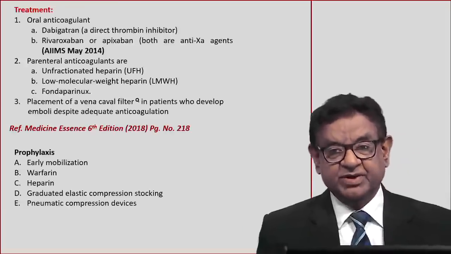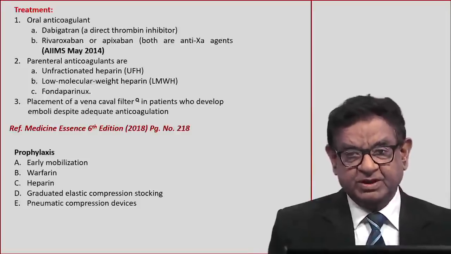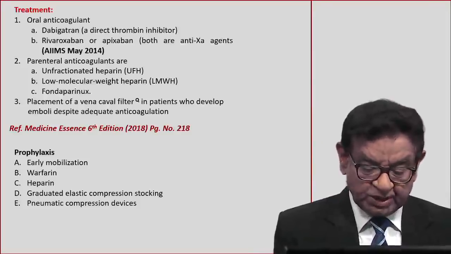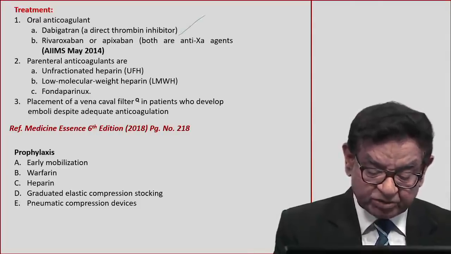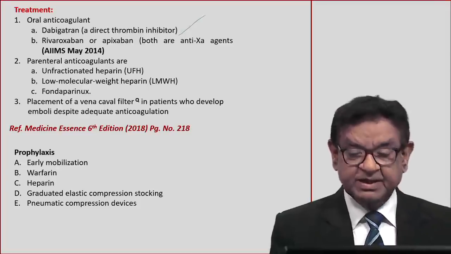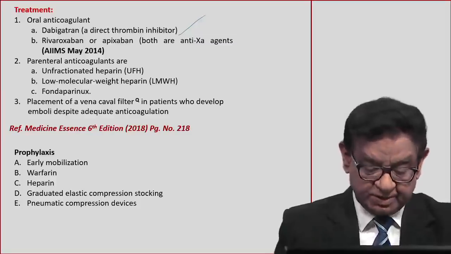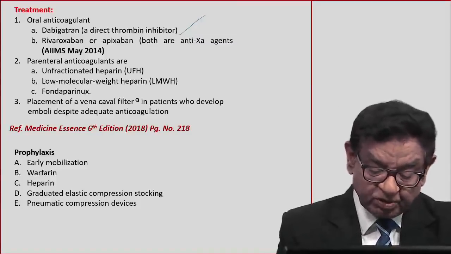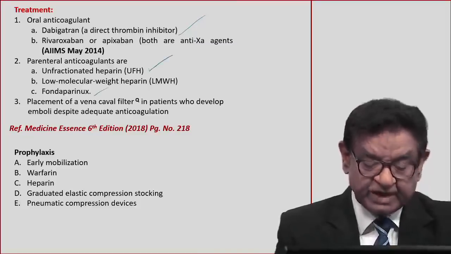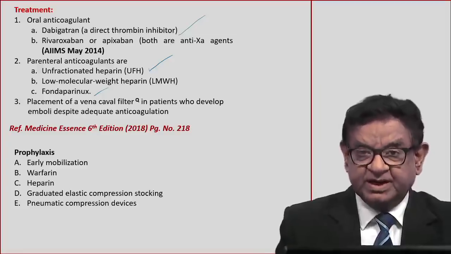So let us continue with our discussion on pulmonary embolism, how we treat a case of pulmonary embolism. We immediately start dabigatran, which is a direct thrombin inhibitor, and we can give rivaroxaban or apixaban, both are anti-factor 10A agents. We can give any of these anticoagulants. We can also use low molecular weight heparin or fondaparinux, which is again a factor 10 inhibitor.